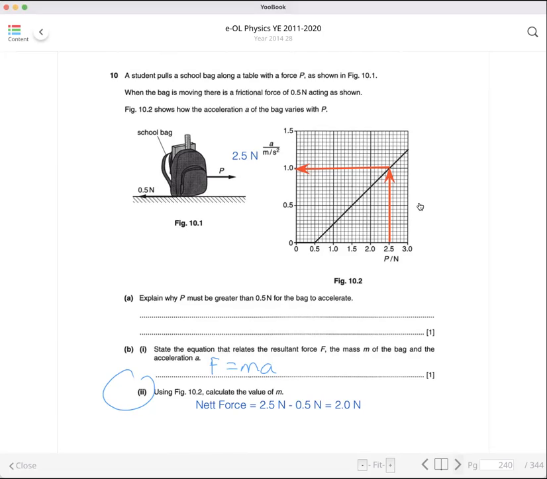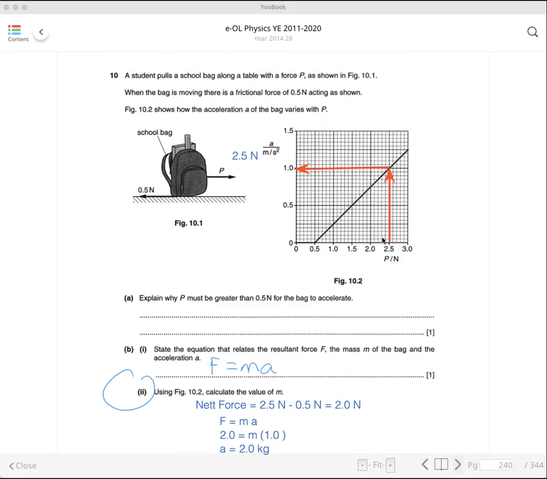Okay, you still don't understand. So if I use 2.5 Newton, I get 1.0. So this 2.5 is my P. My net force will be P minus 0.5, the friction. So my net force is 2.0 Newton. Then we use F equal to MA. My net force is 2.0, my M I don't know, and my A is, in this case, 1.0. From here, you can calculate your mass will be 2.0 kg.